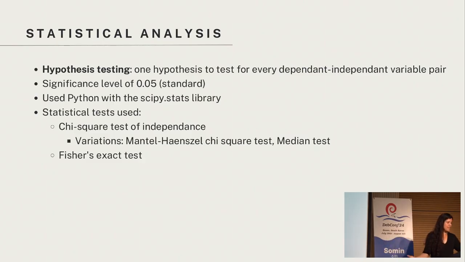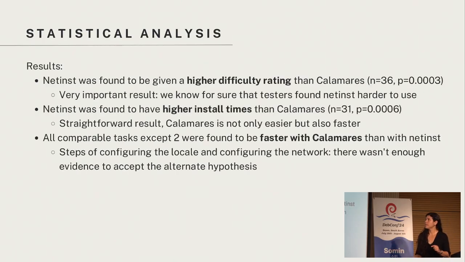But you'll see the results. I can explain the results as a non-expert user, and all the information will also be available in case you want to dive deeper. The results we came to share are that netinst was found to be given a higher difficulty rating than Calamares, and those numbers here, N is how many data points we have for each hypothesis. So N is 33 and the P value is 0.0003. So that's the probability I was mentioning.